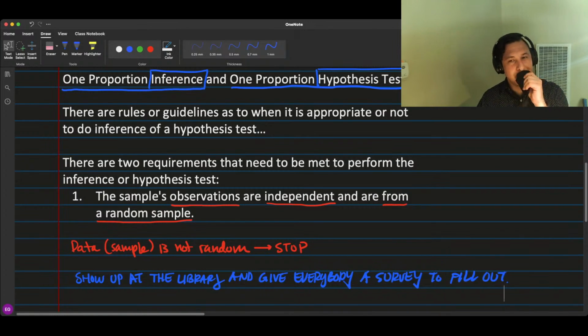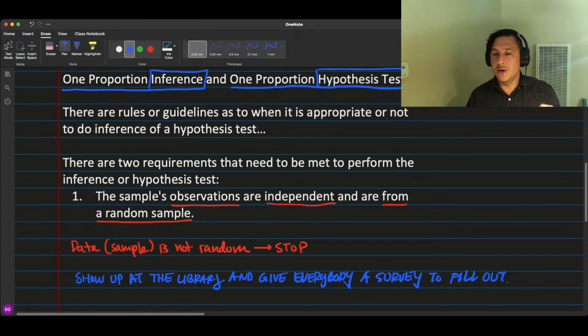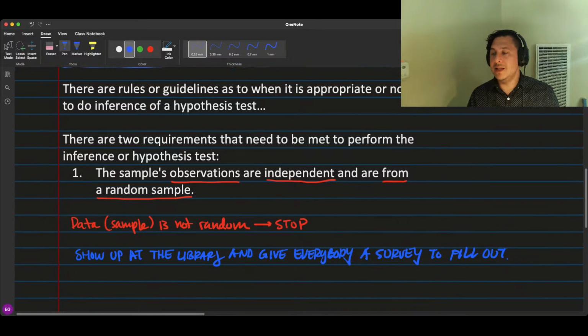I know that it's the middle of the day, perhaps you're full from lunch, but imagine the situation. Well, yeah, so definitely they're not random. So let's talk about the ways that it's not random. Let's say that you just show up at the library and give everybody a survey. That sounds like it could be random, but there are some problems with it. Who are the people you're not going to get in your survey?